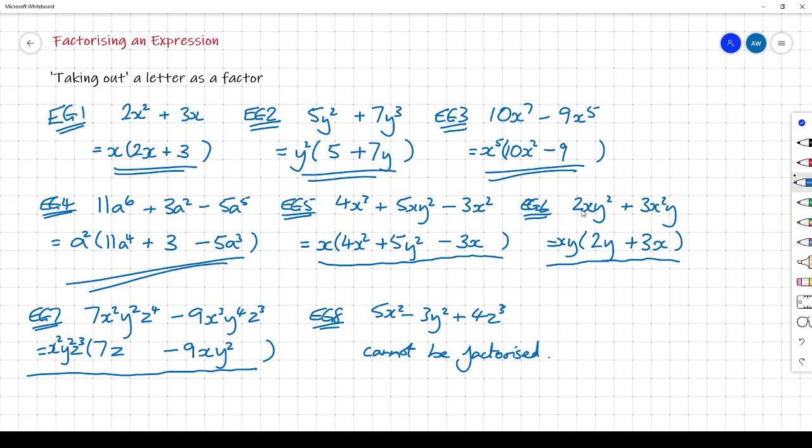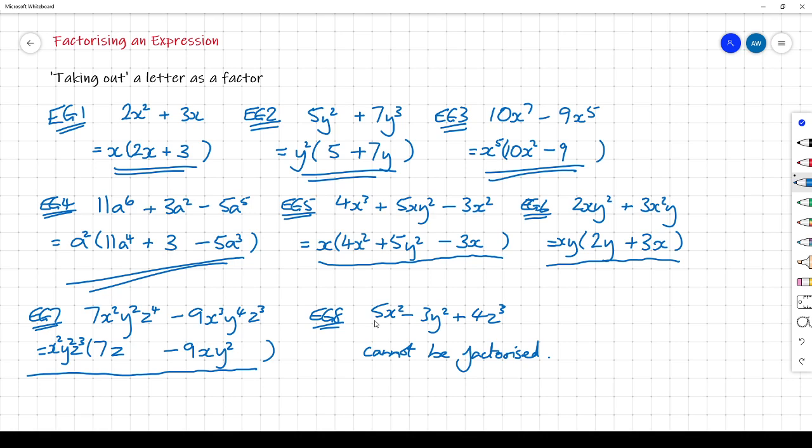This one, the lowest power of x was just x out of x and x squared, and the lowest power of y was y out of y squared and y. So that's what we took out. Same with this one, x squared, x cubed, took out x squared. Y squared, y to the 4, took out the lowest one, y squared. Z to the 4, z cubed, took out z cubed. Okay, so that's something you notice after doing it for a while.